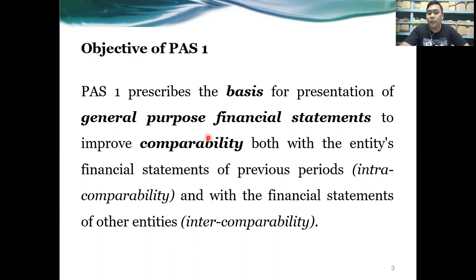It is not for a specific purpose. When we say general purpose, which we already discussed before, these are the common financial statements prepared by accountants, to improve comparability with the entity's financial statements of previous periods, meaning previous years, like comparing 2019 and 2020, and with the financial statements of other entities, or other entities in the same industry.